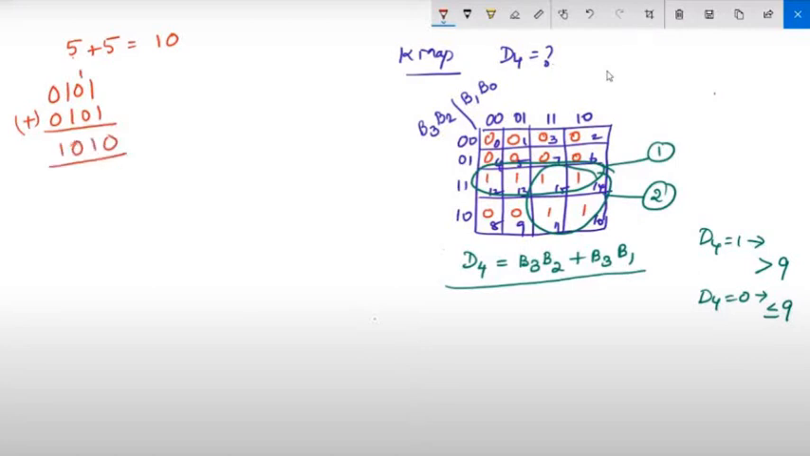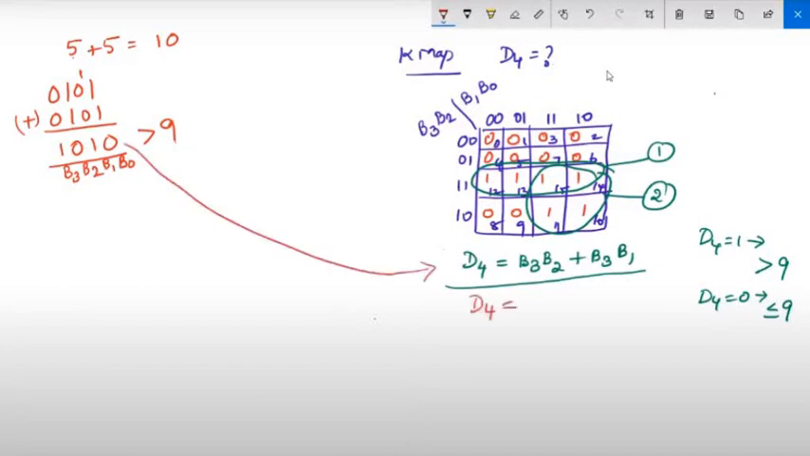Whether 1010 is less than or equal to 9? No, it's 10, right? So it is greater than 9. If it is going to be greater than 9, what is this number actually? This represents B3, B2, B1 and B0, right? Now we got B3 and B1 to be 1 and 1, right? So use this. So what happens?